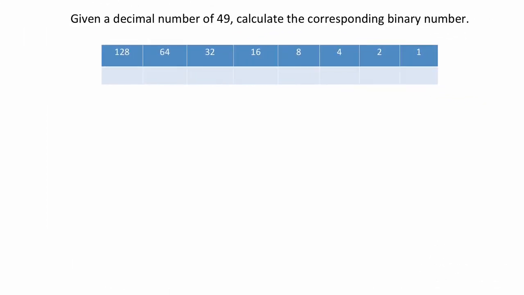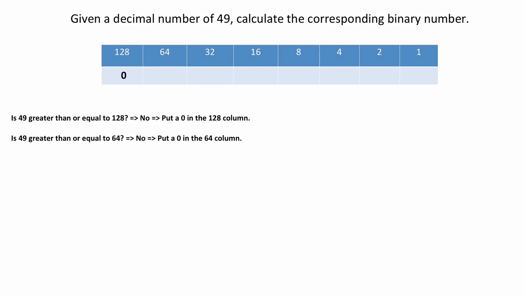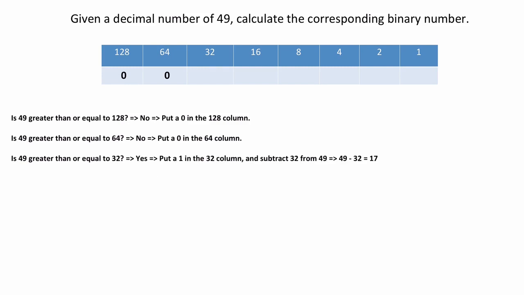Let's work through the answer together. We're going to ask that series of questions that we did earlier. We're going to ask, is 49 greater than or equal to 128? No, it's not, so we're going to put a 0 in the 128 column. Let's move to the next column. Is 49 greater than or equal to 64? No, so we're going to put a 0 in that column as well. What about 32? Is 49 greater than or equal to 32? Yes, it is. Let's put a 1 in the 32 column. Let's find the difference. What's the remainder? If we subtract a 32 from 49, that's going to give us a remainder of 17.